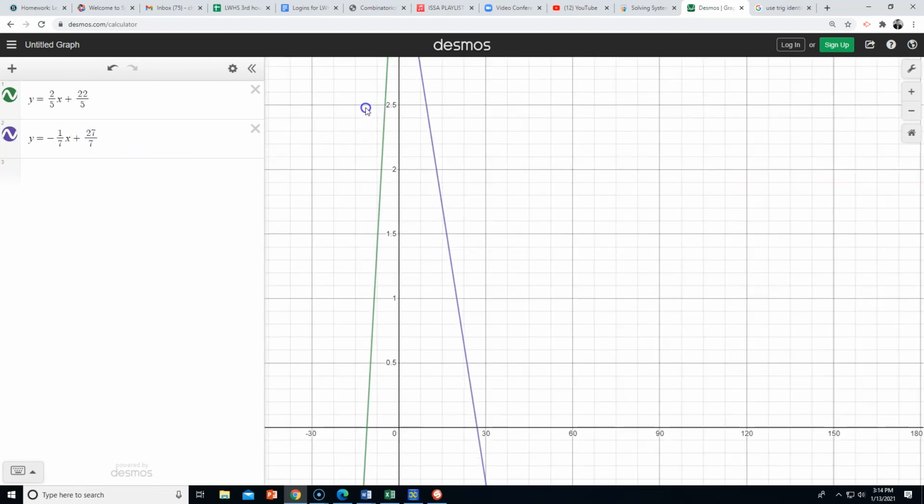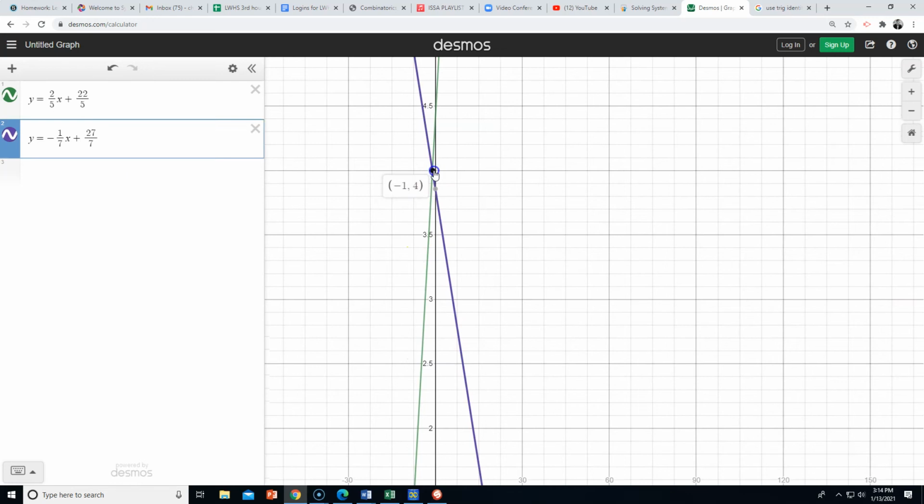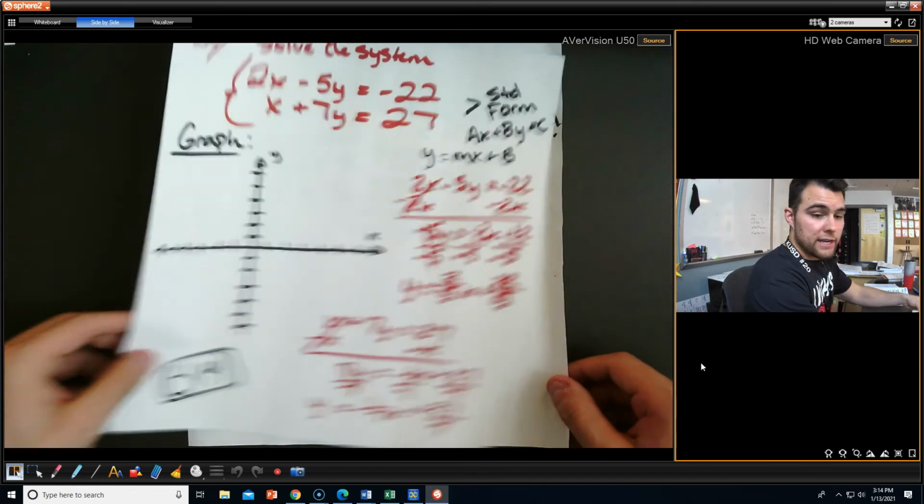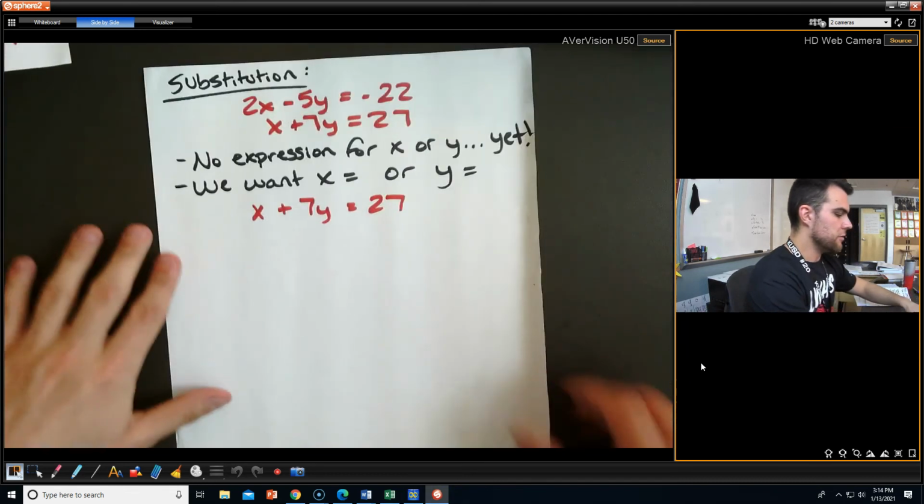There we go. Whew. Yeah, that made me a little nervous, guys. All right, yeah, negative 1, 4. That's a lot nicer. Okay, we're gonna write that as our answer, and we're gonna compare that to when we substitute. Okay, let's come back. So we're trying to get negative 1, 4 from this. Let's see what we can do.